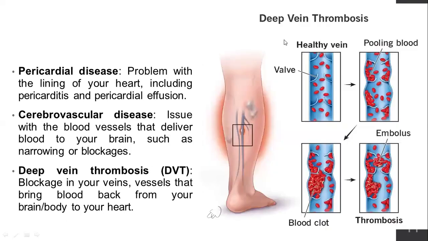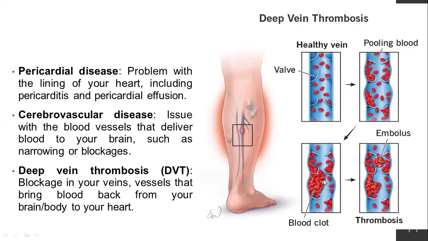Then DVT, deep vein thrombosis. Coming to the veins, blockage in your veins. What are veins? Veins are the blood vessels that bring blood back to the heart. They carry deoxygenated blood. So veins usually don't have enough blood pressure.